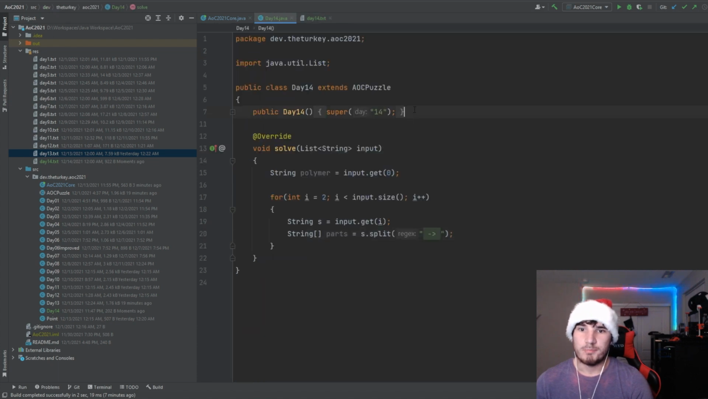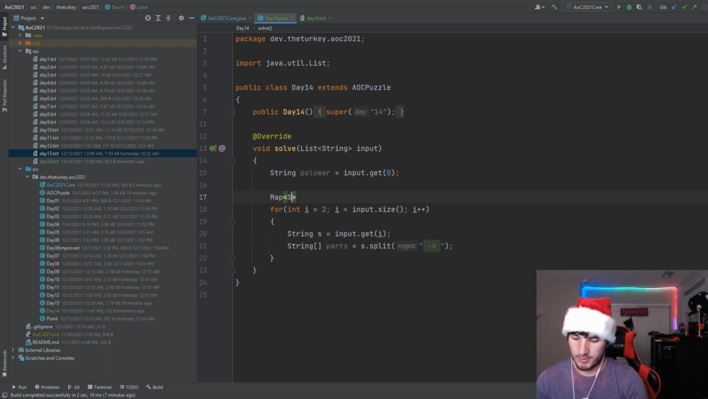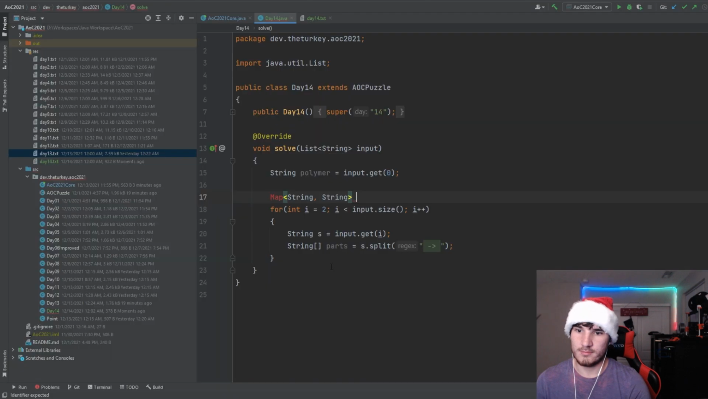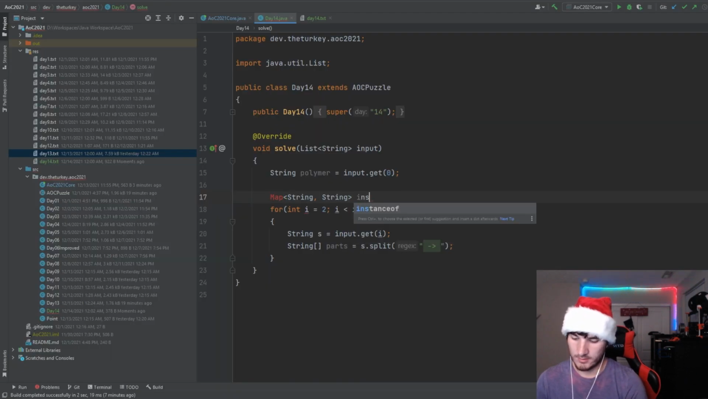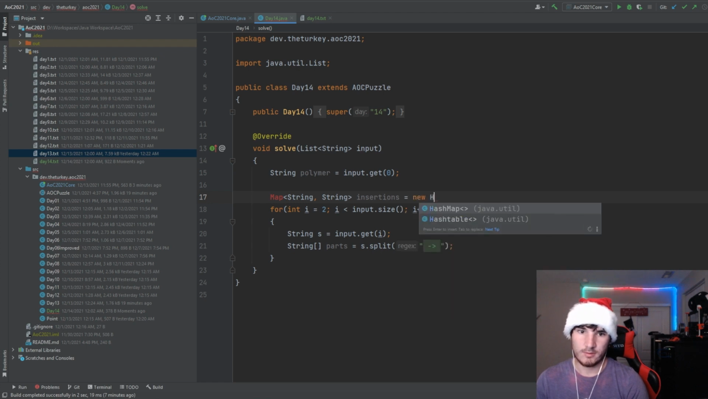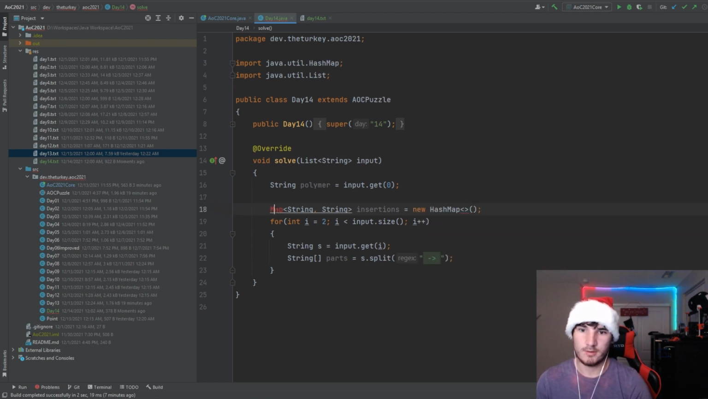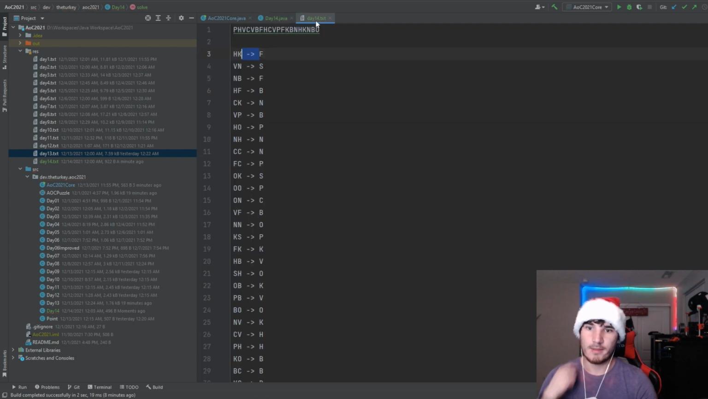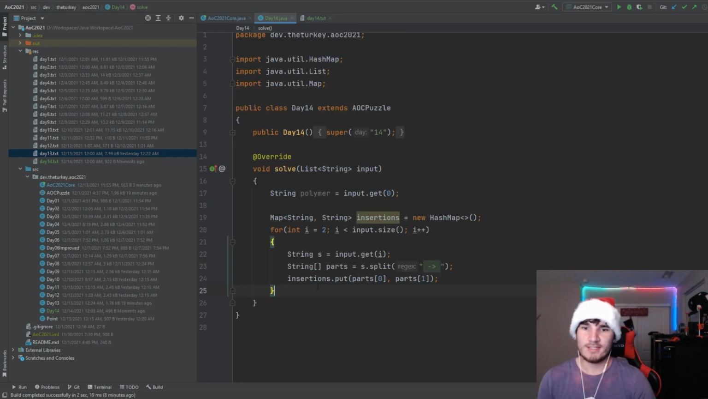And I guess we can just build a hash map for this. So string, string, insertions. Sure. Let's go with that. And then we'll go insertions put parts 0 and parts 1. There shouldn't be two rules for the same pair, so we shouldn't have any duplicates. That should be easy enough to handle. And so now that we've done this, now we just go through.